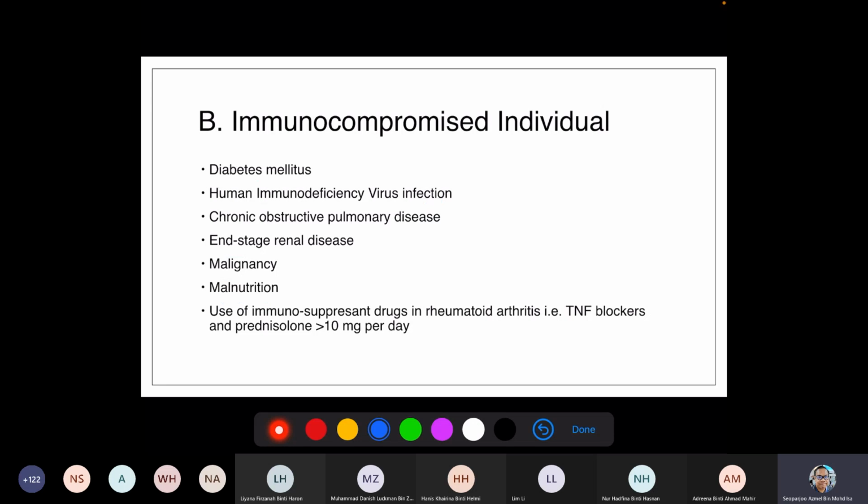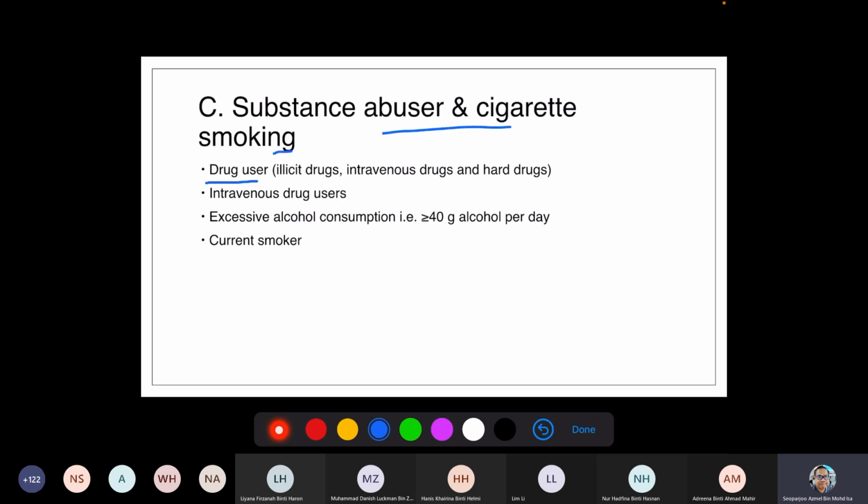Next is the substance abuser and also cigarette smoking, for example, drug users, for either intravenous illicit drugs, or sometimes those who use cocaine, who sniff drugs into their airway, into their nose, and sometimes patients with excessive alcohol consumption, and also current smokers. These are the things that a person does that can put them at risk of being infected by Mycobacterium tuberculosis, and thus proceed with pulmonary tuberculosis.